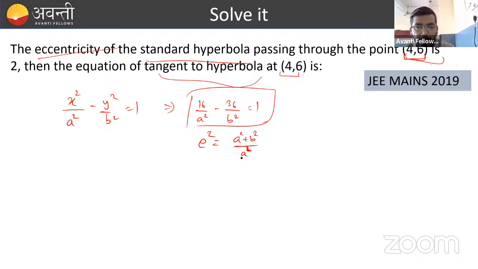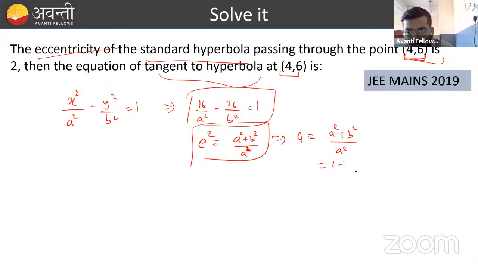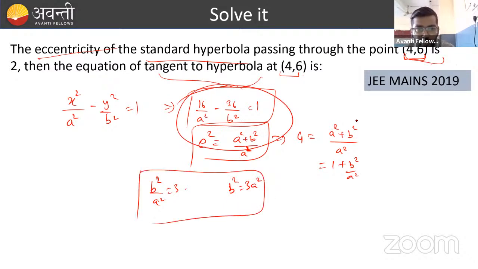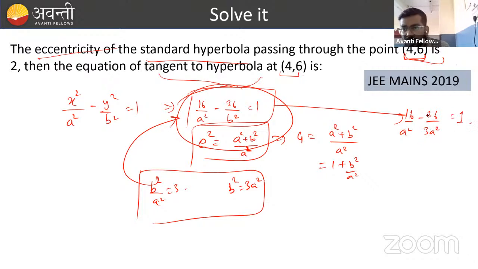From this you can find one more relation between a and b. So e square will be 4. 4 will be equals to a square plus b square upon a square, which can be written as 1 plus b square by a square. So b square by a square comes out to be 3. So b square equals to 3a square, right? This is the second equation that we got. We will use this in the first equation. So I'll get 16 by a square minus 36 by 3a square equals to 1. So this will be 12. So 16 minus 12 by a square will be 1. So a square will come out to be 4. Similarly, if a square is 4, b square will come out to be 3 into 4, which is 12.